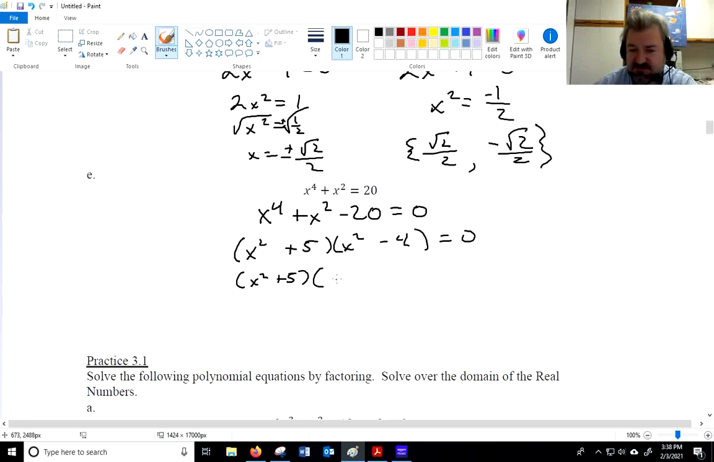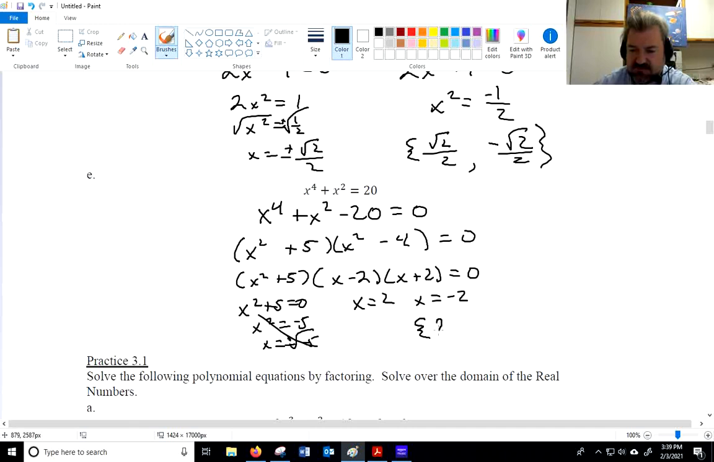But this is a difference of two squares. That factors as x minus 2, x plus 2. Then I can set x squared plus 5 equal to 0, but I get x squared equals negative 5, so x equals plus or minus the square root of negative 5. That's non-real. That's not going to give me a real answer. These other two are going to give me x equals 2 and negative 2.